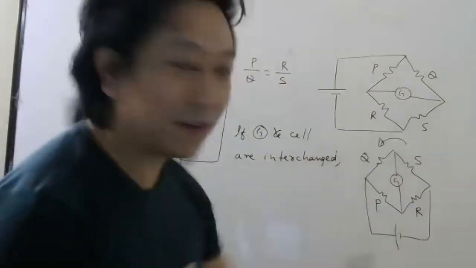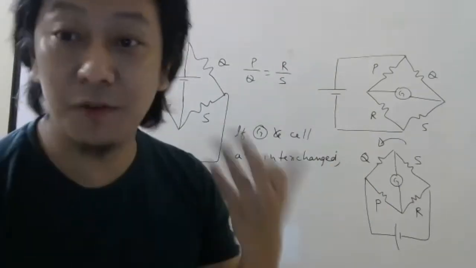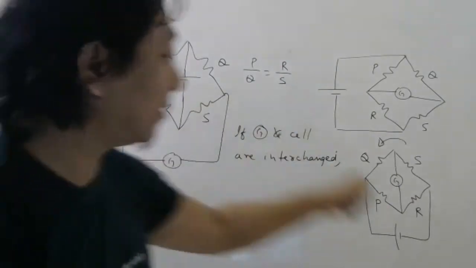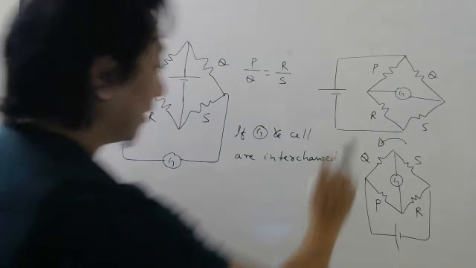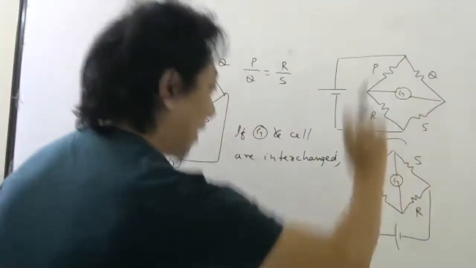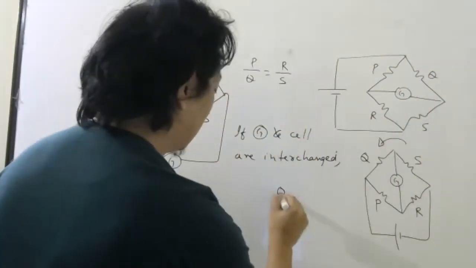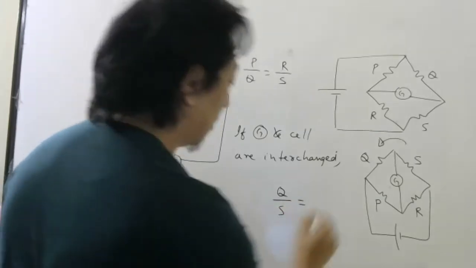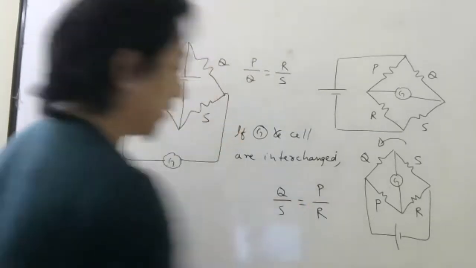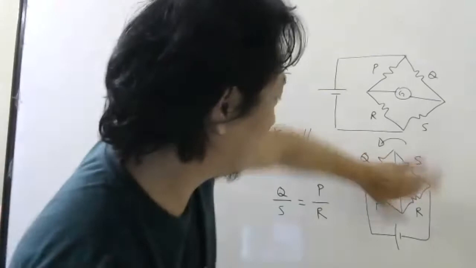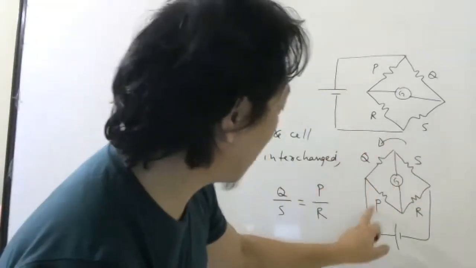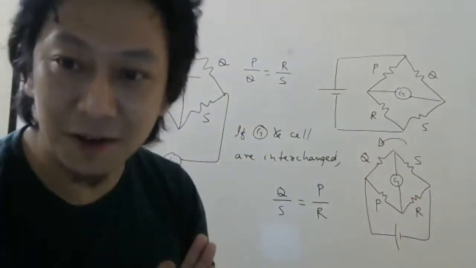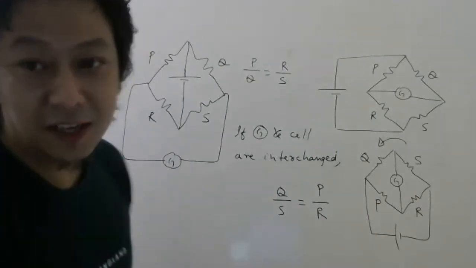Now you can again repeat how we found the balance condition for this. Repeat for this. What will you get? P by Q equal to R by S. So you will get Q by S equal to P by R. Just interchange. P by Q equal to R by S. That is the balance condition, no? So this will be the balance condition now.